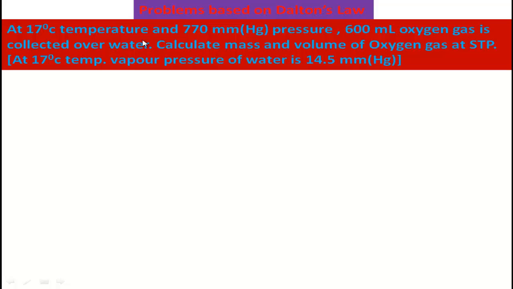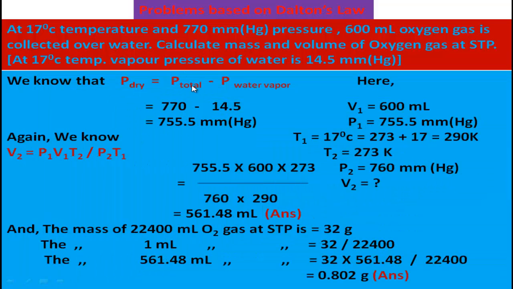Already you know that when we determine the pressure of dry gas from the moist gas, we use the relation: pressure of dry gas equals total pressure minus vapor pressure. So here the total pressure is 770 millimeter of mercury, and the vapor pressure is given. So at first we have to determine the pressure of dry gas this way, by subtracting water vapor pressure from total pressure. Then what we have to determine? The mass and volume of oxygen gas at STP.